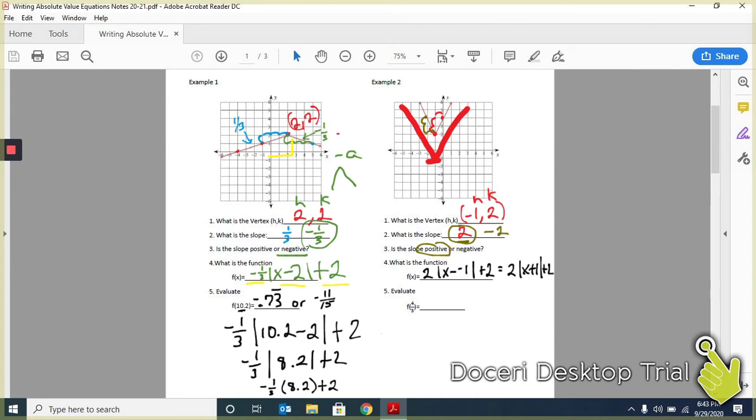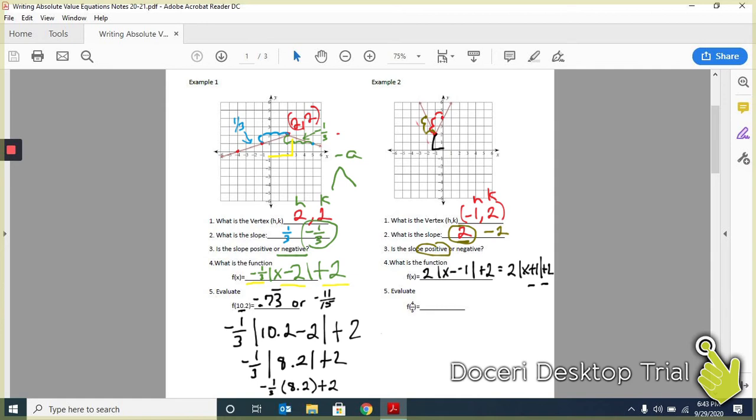And so it's a shift left. It's a shift left. Let me erase some stuff real quick. It's a shift to the left and up. So again, I should see a shift to the left and a shift up.